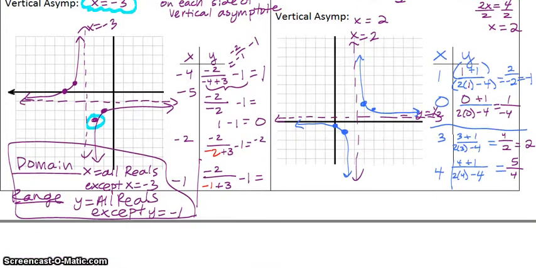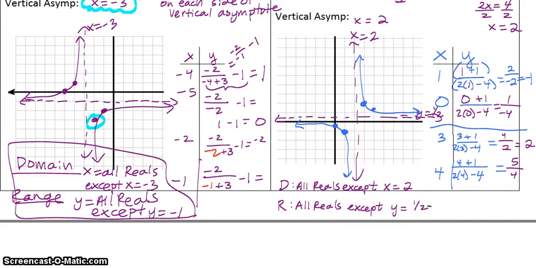And last but not least, I'm going to find my domain and range. So, domain and range, same rules apply. It's going to be all reals except where the asymptotes are. So, for my x's, all reals except my asymptote is at 2. For the y's, all reals except y is at 1/2.